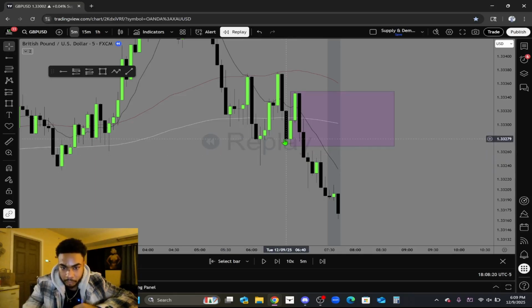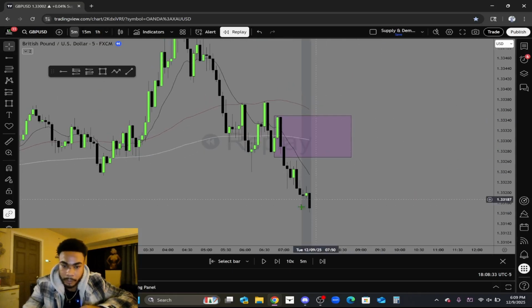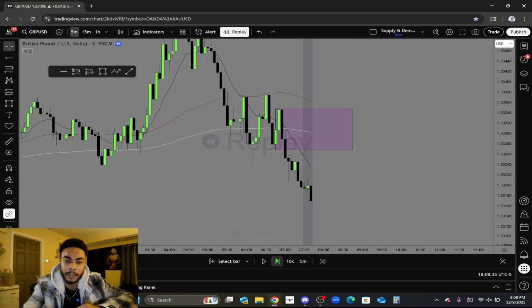We got a break of structure, break a low right here, break a low right here. Price is on a downtrend, 3 MAs are above. That's all confirmations that price is on a downtrend and is most likely going to continue to go down. Right, so right now I'm just waiting for price to come back and hit my zone.